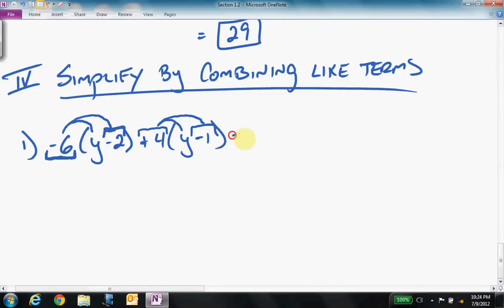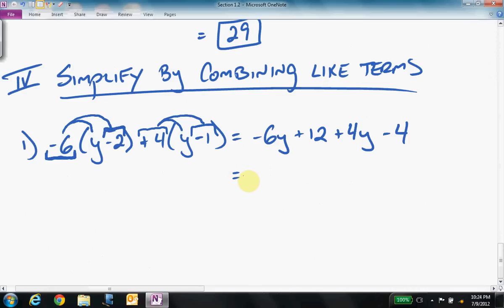Once you do that, negative 6 times y is going to give you negative 6y. Negative 6 times negative 2, negative times the negative is a positive. So we've got plus 12. Now I'm going to move on to the second piece. Positive 4 times y is 4y. 4 times negative 1 is negative 4.